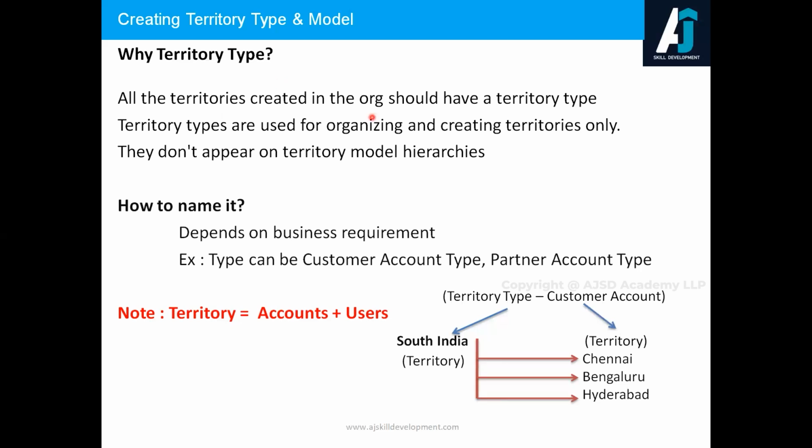For example, territory, in the sense, is a group of accounts and users. In each and every presentation I'm insisting on that point, because we should not deviate from the meaning of territory. So let's say a system can have a territory type called customer account. You can have a territory type called partner account. It means that you are going to group the accounts, right? So basically, territory type, in the sense, does not play any role in the architecture of the model if you look at it from the UI perspective, but it is internally used to group the territories.